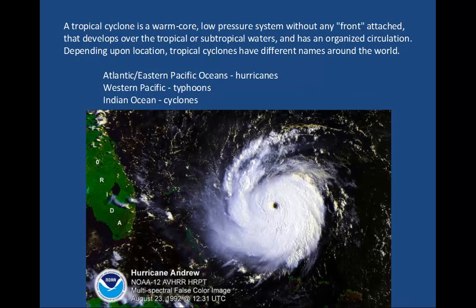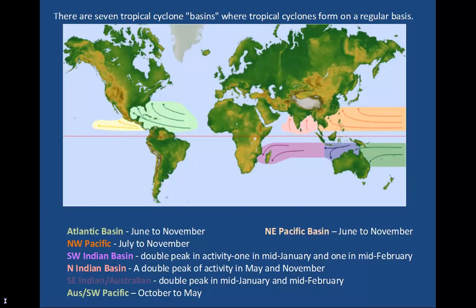A tropical cyclone is a warm core low pressure system that doesn't have any front, like a warm or cold front moving through the United States. It develops over tropical or subtropical waters, so relatively near the equator, and has an organized circulation. There are these big rotating masses of clouds. Depending on the location, they have different names around the world. In the Atlantic and Eastern Pacific, we call them hurricanes. In the Western Pacific, they're called typhoons. And in the Indian Ocean, they are cyclones.